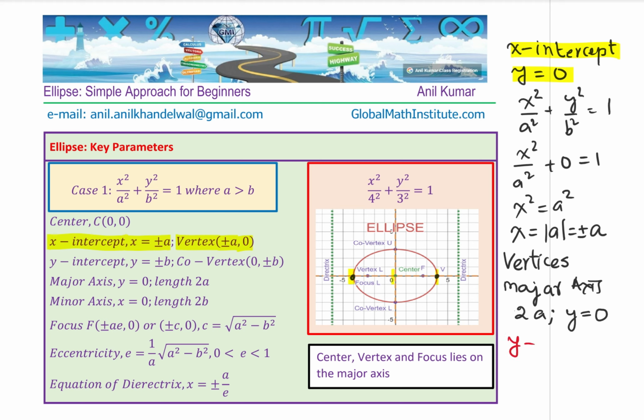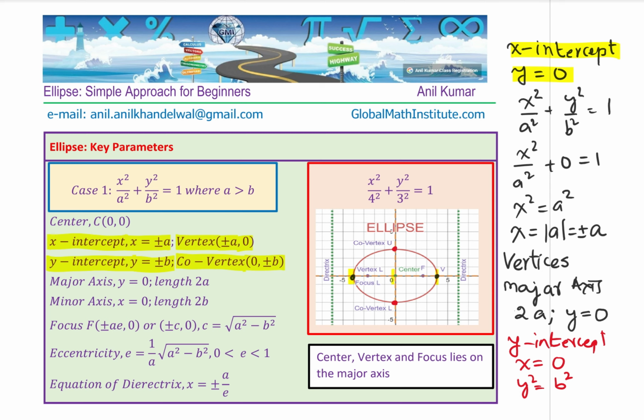So for the y-intercept, what will you do? For the y-intercept, you will place x equals to 0, and once you do that, you get y square equals to b square. And therefore, there are 2 points on the y-axis where the graph of an ellipse intersects, and these 2 points are called co-vertices, right? So they are called the co-vertices as given here. So co-vertices are the y-intercepts when an ellipse with center at O is drawn. So these values are plus and minus b, which can be written as a coordinate point 0, plus and minus b.